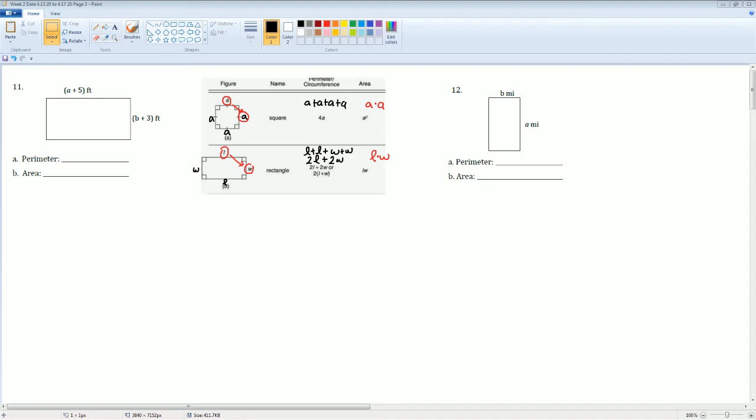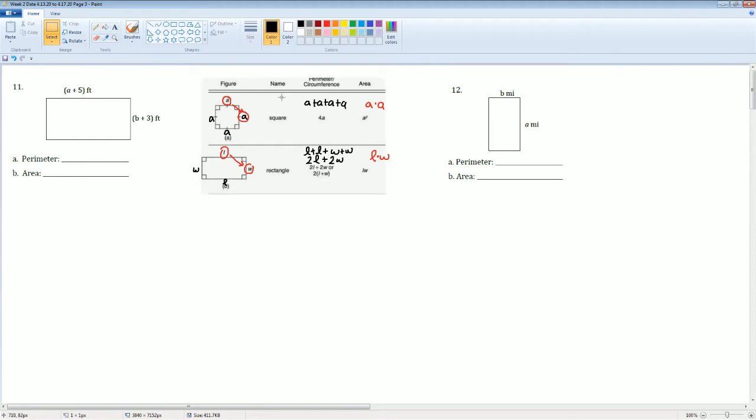All right, welcome. This is week two of the IM distance learning packet, April 13th through April 17th. This is page three. The first couple problems are a continuation of page two, so you might want to watch that for a little more detail on how to set this up. 11, 12, 13, and 14 are a continuation of finding the perimeter and area.